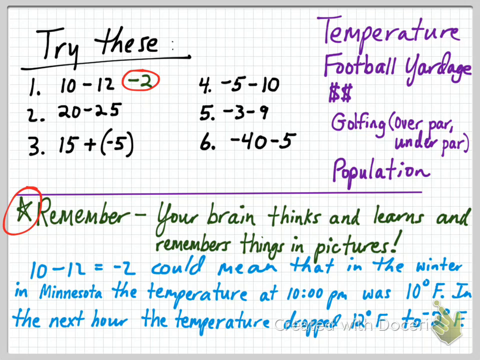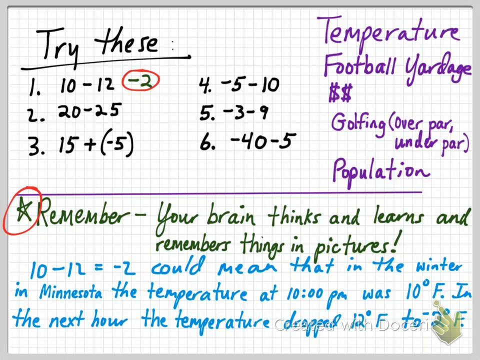Golfing. Let's say you're in a golf tournament. If you understand how the golfing scoring works, you have over par or under par. Over par would be indicated by positive numbers, and under par would be indicated by negative numbers. So let's say, keeping this scenario going, 10 over par on the first day, and then 12 under par on the second day. That'd be a great day, and overall you'd be 2 under par, or -2.